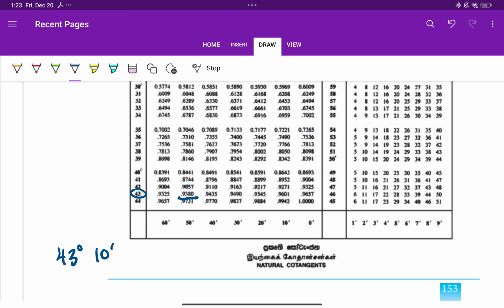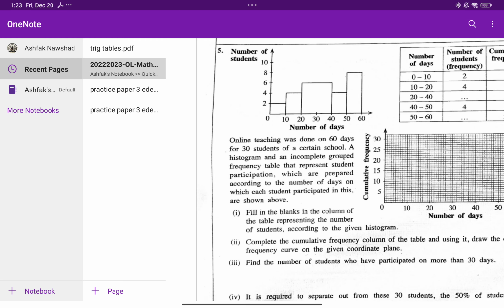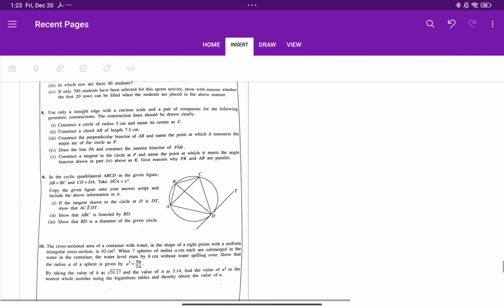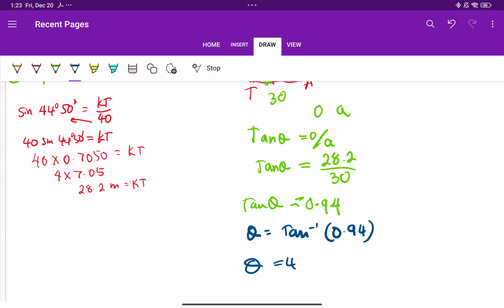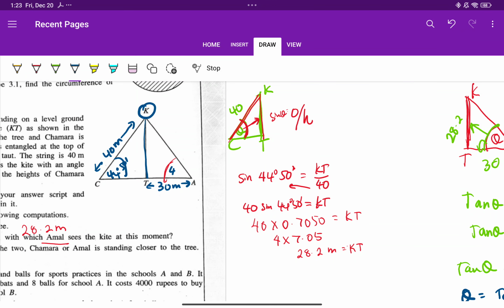We have to add 0.0020 to make this 0.94. There's no 20 in the mean difference column, but there's 17, in the third column, so we'll have to add 3 minutes to 10 minutes. So 43 degrees 13 minutes. The answer is theta is 43 degrees 13 minutes.